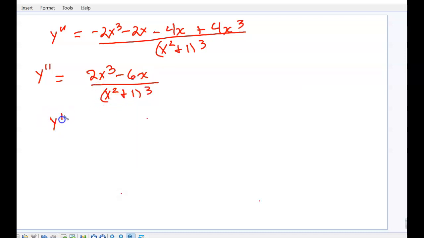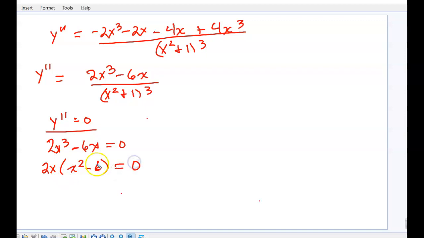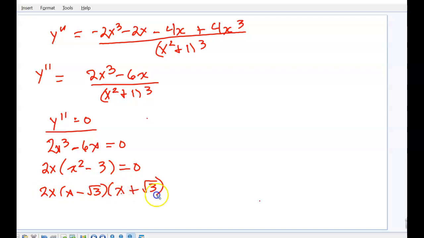So now, to figure out what makes the second derivative 0, because I have a fraction, I simply equate the numerator to 0. So I can factor out a 2x, and I get x squared minus 3 equals 0. And then I can factor this as a difference of squares over the reals. So I get 3 possible values where the second derivative is 0. It's 0, root 3, and negative root 3.